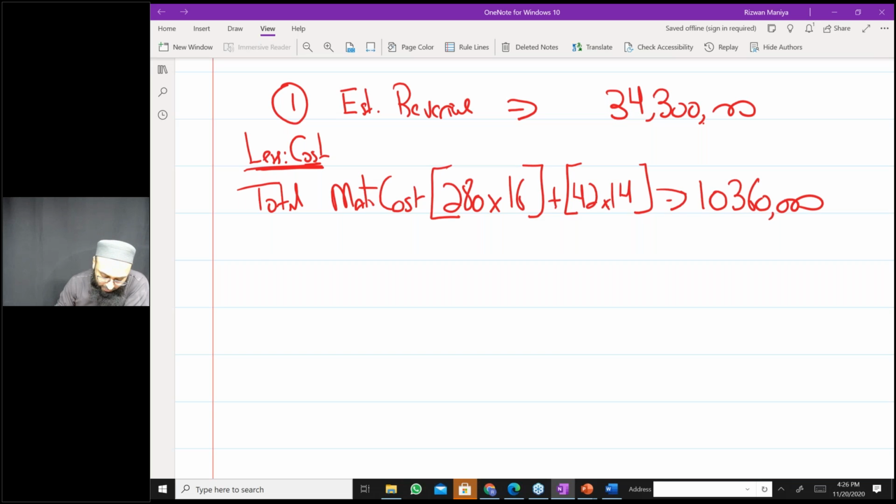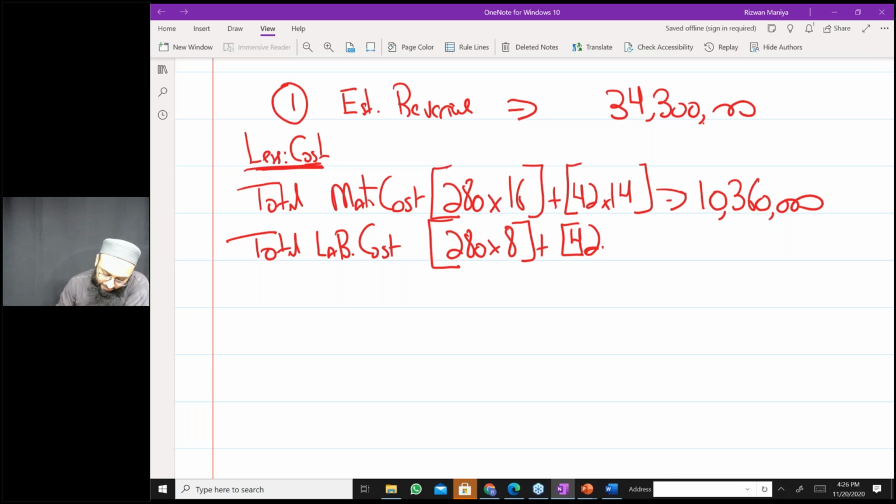Now coming towards the labor cost. So I'm working out the total labor cost. Remember, format is not important here. So 280 multiplied by 8 plus 420 multiplied by 7, and the answer that I am getting here is 5,180,000, right? So yeah, good. People are responding fast. So done with these two, right?